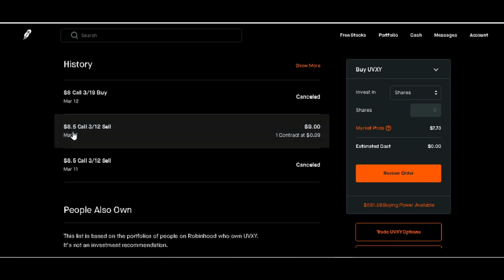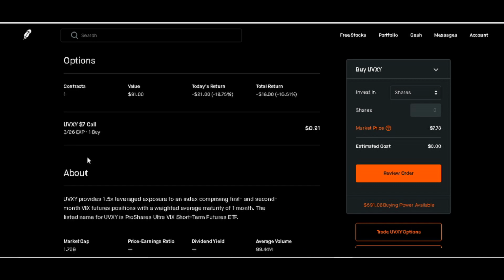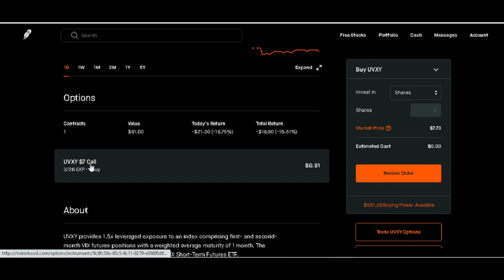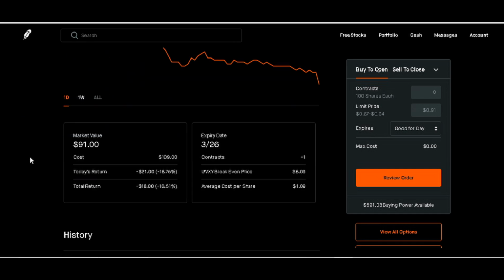So we did that contract first. We received $9 for this particular contract on March 11th. On March 12th, that contract expired worthless. We kept the $9, and we're going to keep the $9 regardless. So now this is the actual contract overall, the call that I did for $7. It's now gone down in value to $91. So we spent $1.09, or $109, because $1.09 times 100 shares is $109.